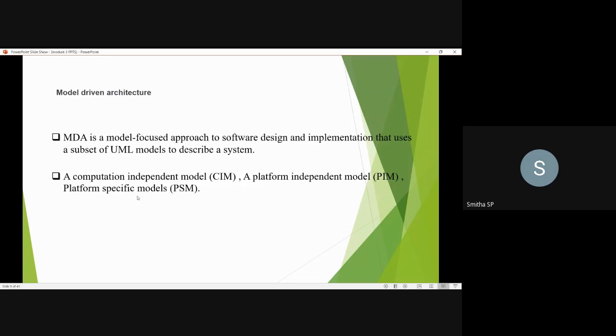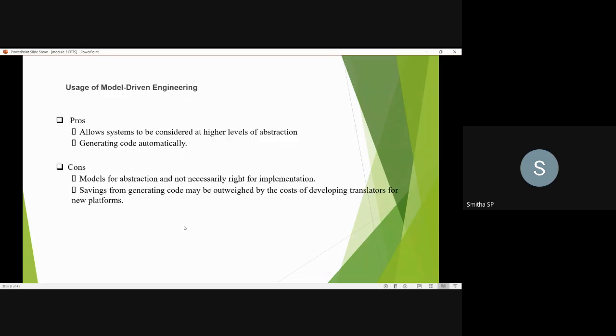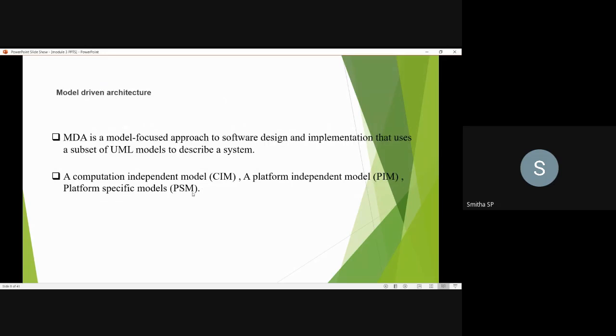Model driven architecture is a model-focused approach for software design and implementation, which makes use of a subset of UML models in order to describe a system. There are three types of models: CIM, PIM and PSM, that is, the computation independent model, the platform independent model and the platform specific model. So this is how model driven architecture works.